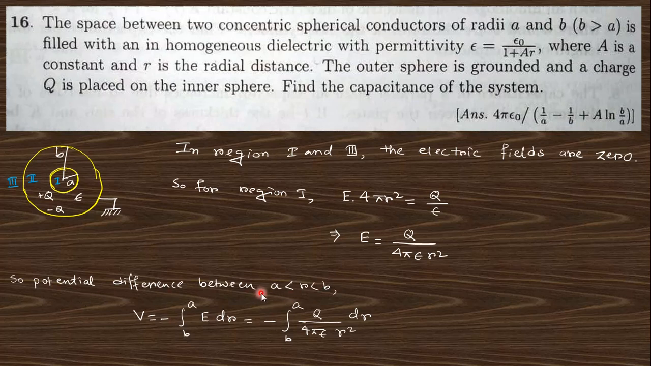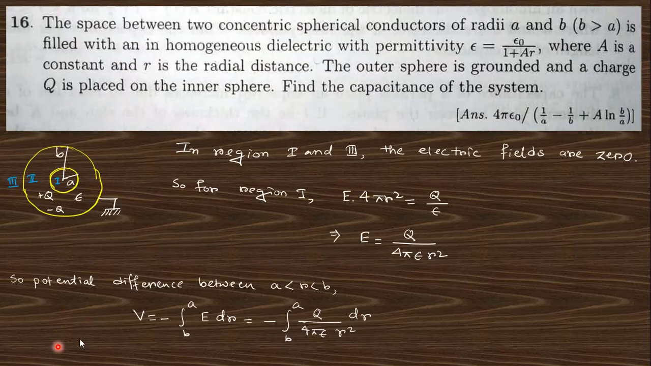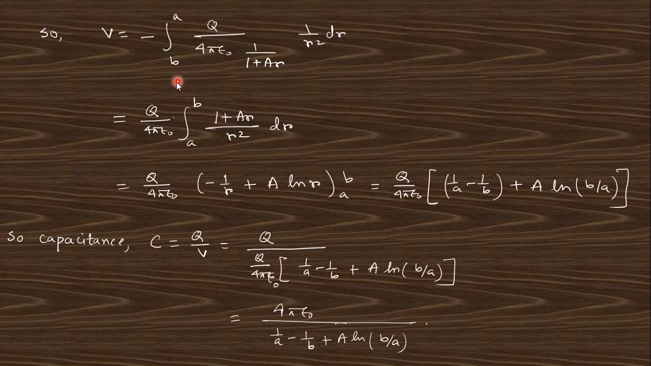So the potential difference between A and B is like that. Put this value of E, we get this expression. The potential is nothing but the potential difference taken across these two surfaces, because the electric field is only present in this region. So from b to a, put this value of E into dr, and just integrate, you will get this potential. So the capacitance equals q by V, and we get this answer.